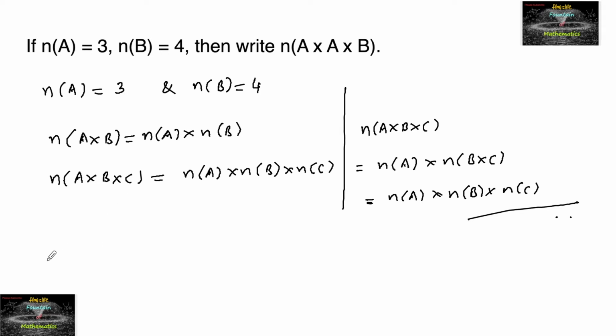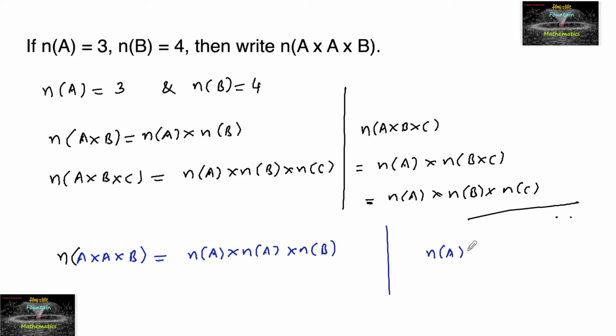And so now, as per the given problem, the number of elements in A cross B can be written directly as n of A into n of B. Or we can also write it as n of A into n of A cross B. Or again by using the number of elements in Cartesian products, we can write n of A into n of B.